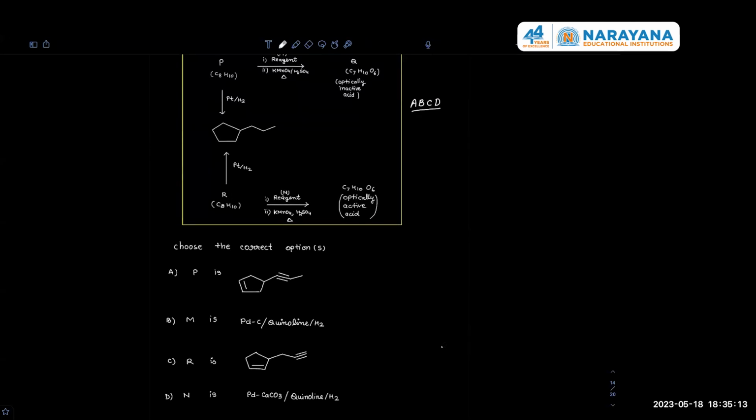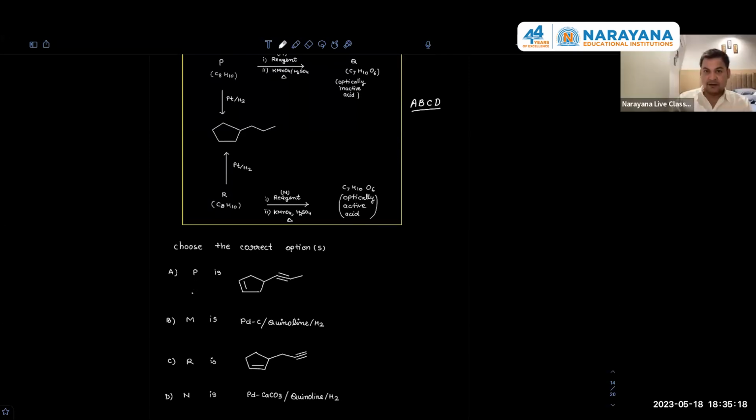Option P will not be the answer because it doesn't match C7H10O6. In option P, what they're asking is a reagent. If you go with poisoned hydrogenation, they reduce the alkyne like this. Then KMnO4 will do oxidation. So here you will get COOH.